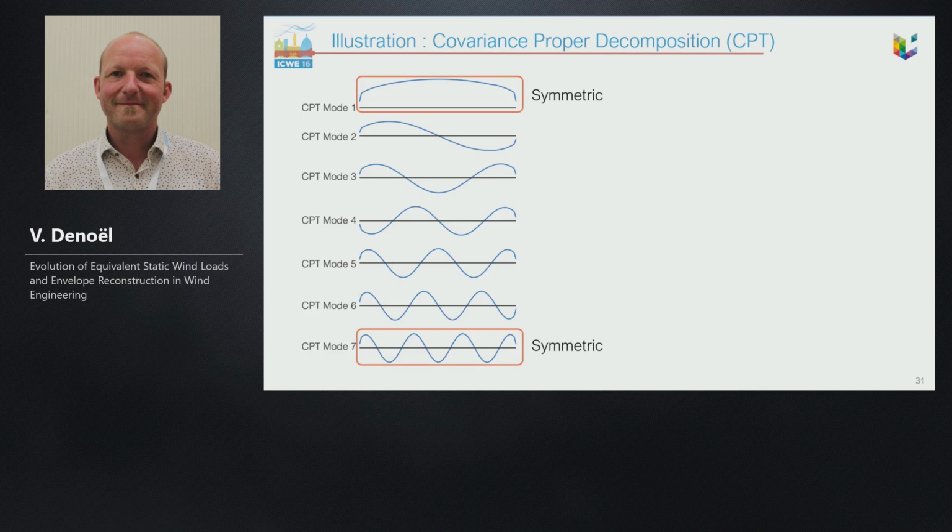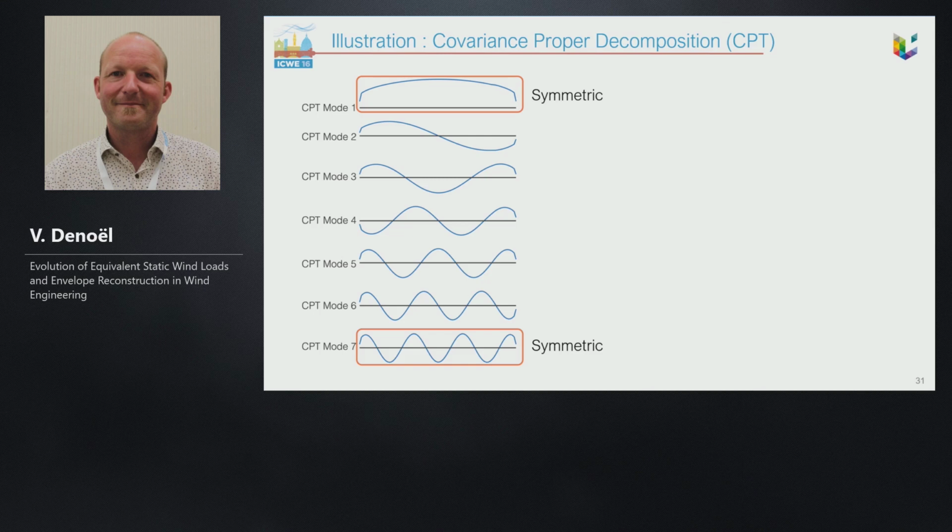Okay, so first, CPT modes. The CPT decomposition, so the covariance decomposition of the pressure field, would look like this. This is quite standard. If you're used to that, you recognize four shapes that you've already seen elsewhere. I want to focus on two of them.